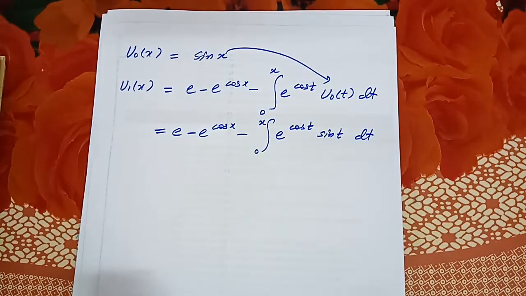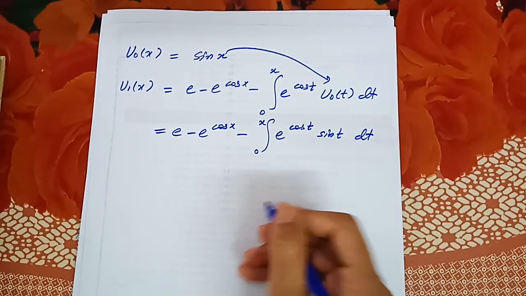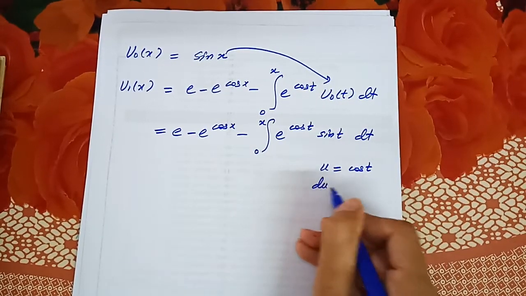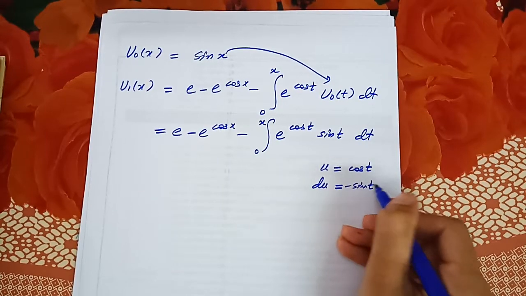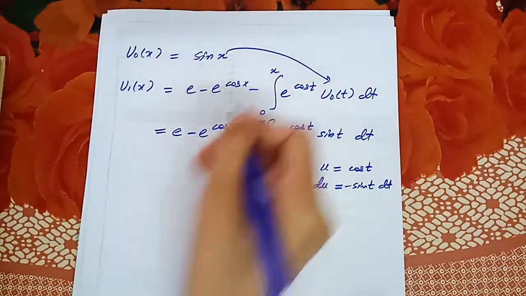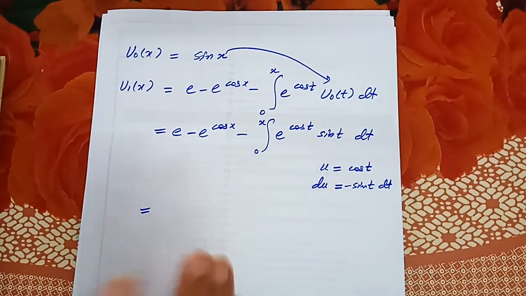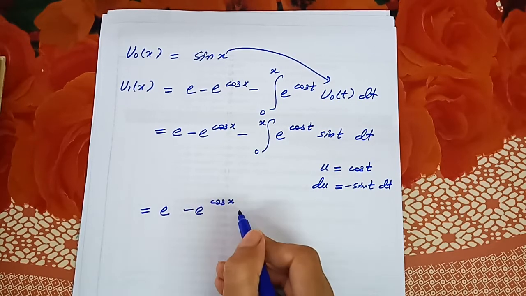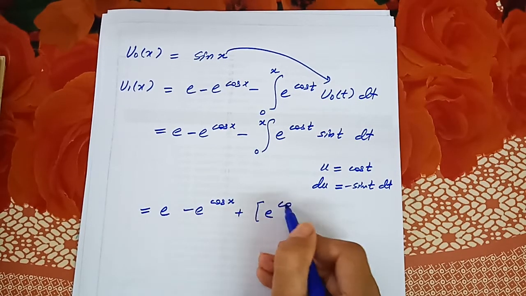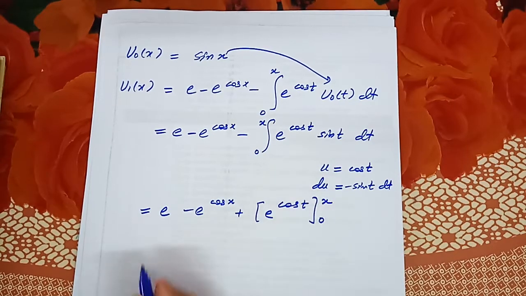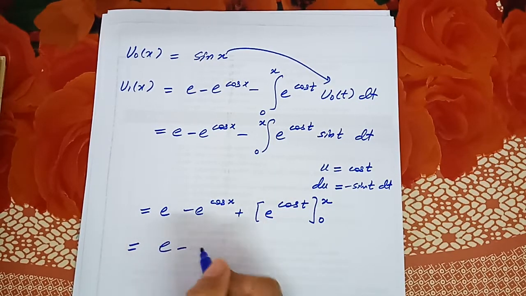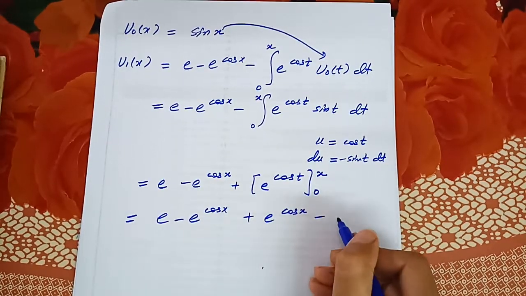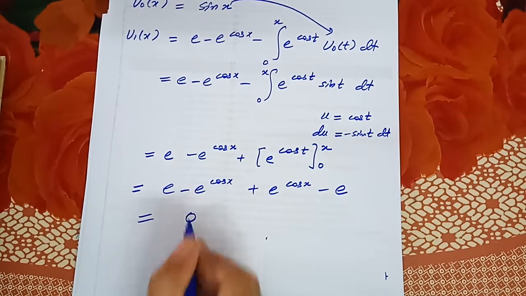Now let's integrate it. You can use integration by substitution. Let's take u equal to cosine of t. So du will be equal to negative sine of t dt. So after integration, I'm just applying the final answer here: e minus e cosine of x plus e cosine of t, with limits of integration from 0 to x. After applying the limits, we'll get e minus e cosine of x plus e cosine of x minus e. So that is 0.